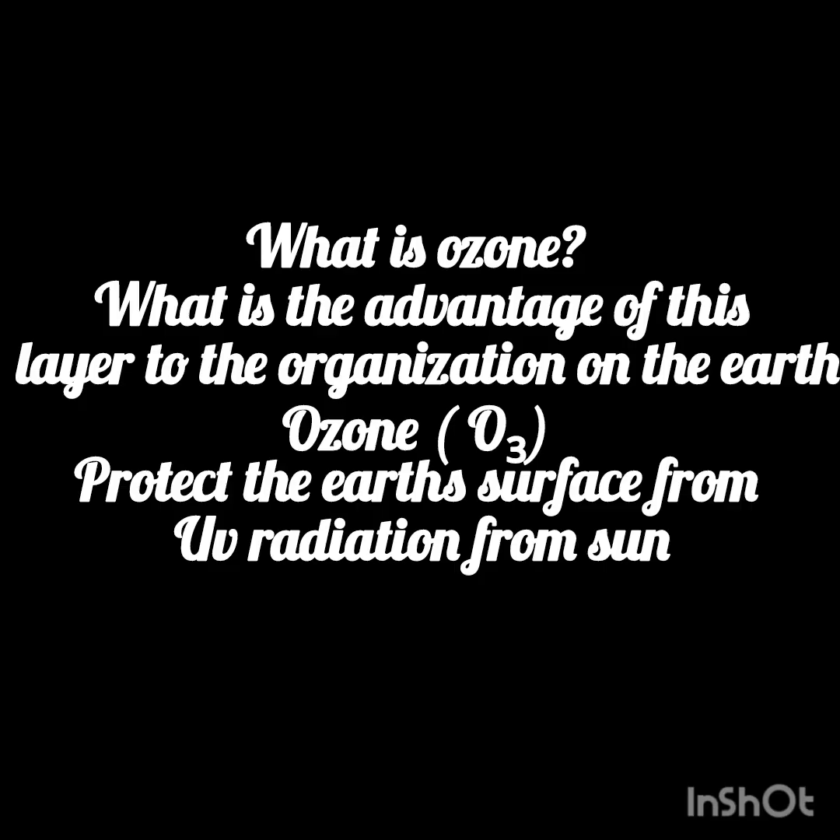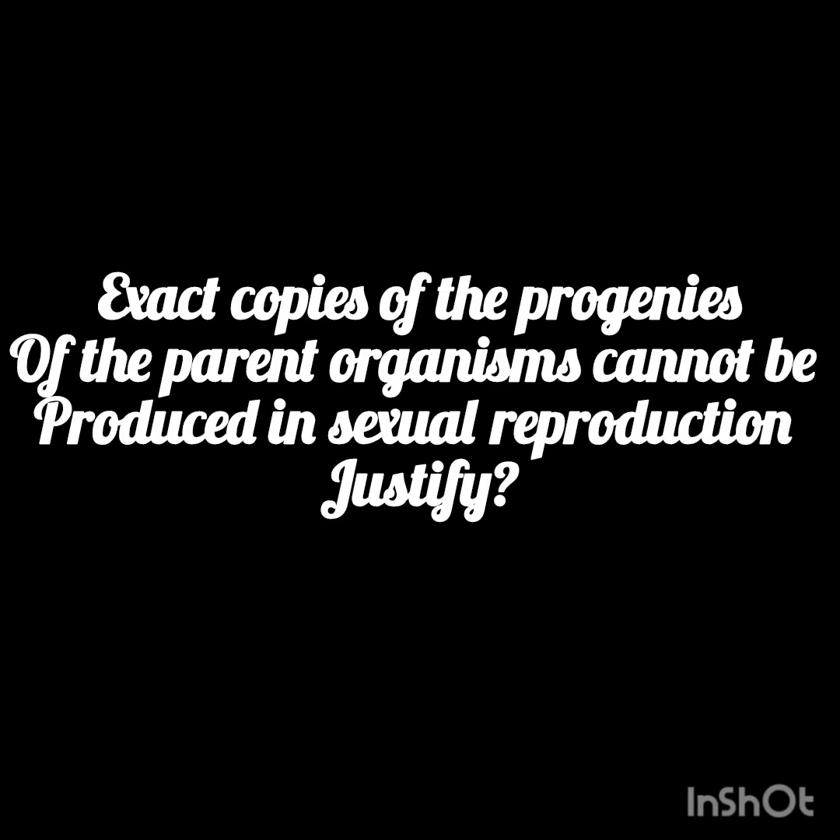What is ozone? What is the advantage of this layer to organisms on the earth? Ozone is O3. It protects the earth's surface from the ultraviolet radiation from the sun. Of course, you know that the earth is always protected from UV radiation by the layer of ozone.